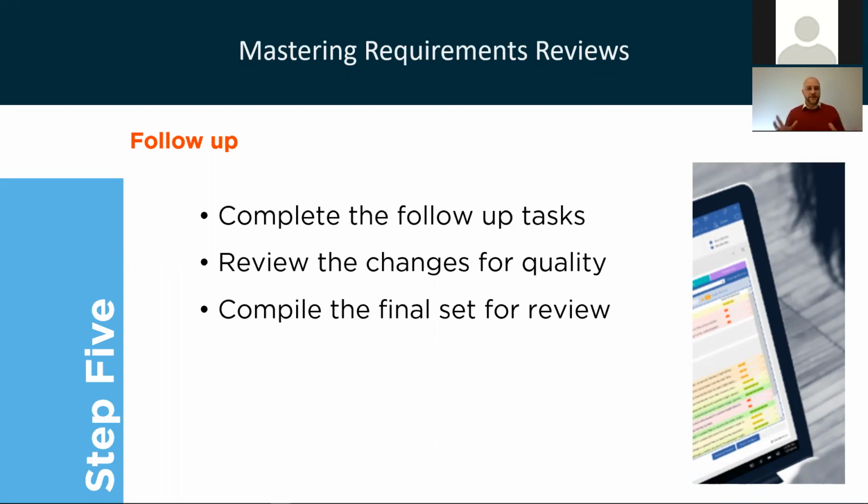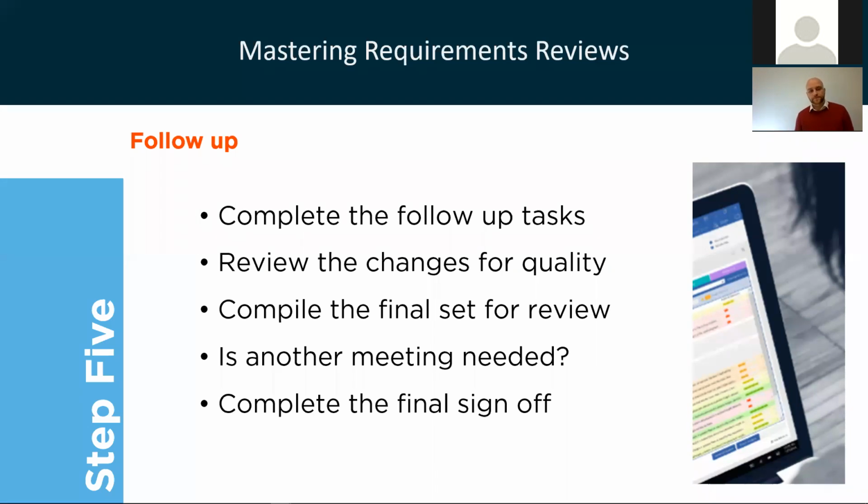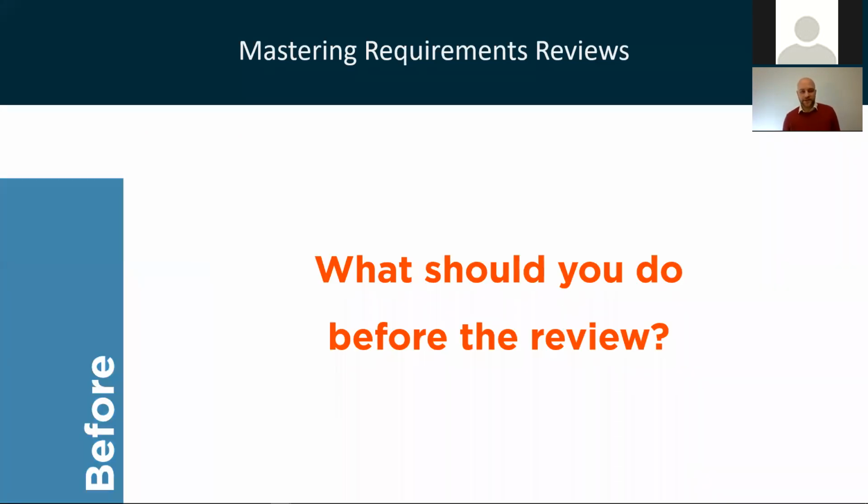So you're going to take all of these documents together and put them in a format where everybody can do one last check. And then you might determine, if there've been a lot of changes, that it might be important to have another meeting just to make sure that everybody is in agreement with the changes that were made. If there were minor changes, then everybody could just read it on their own. And finally, complete the final sign off of it.